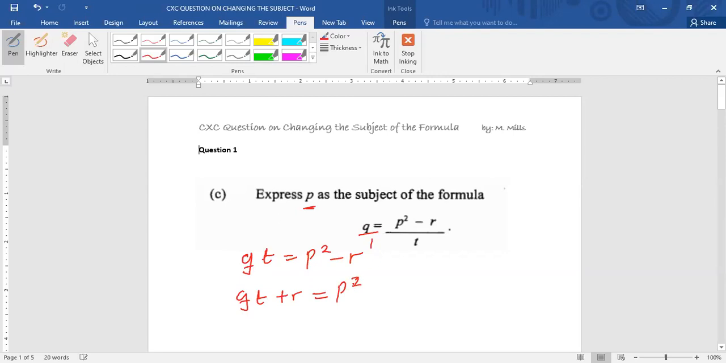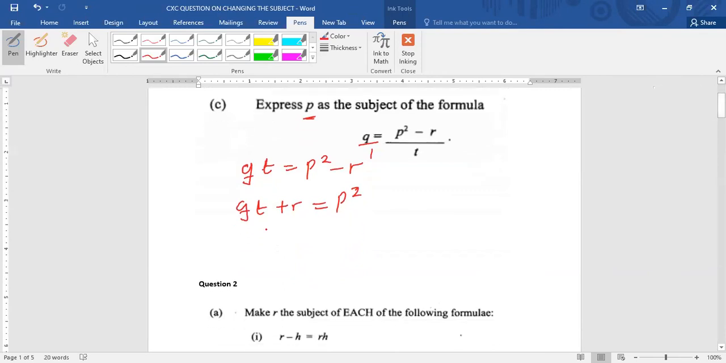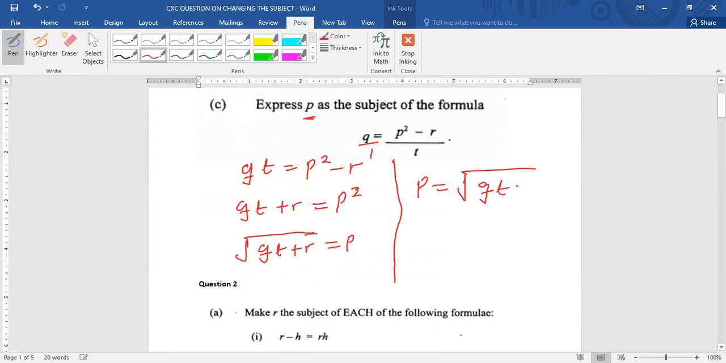So QT plus R is equal to P squared. All right. What will you do next? Change the square into square root. We remove the square into square root. The opposite of square is square root. So square root of QT plus R is equal to P. Now remember that thing to the left. P is equal to square root of QT plus R. And this is my final answer.